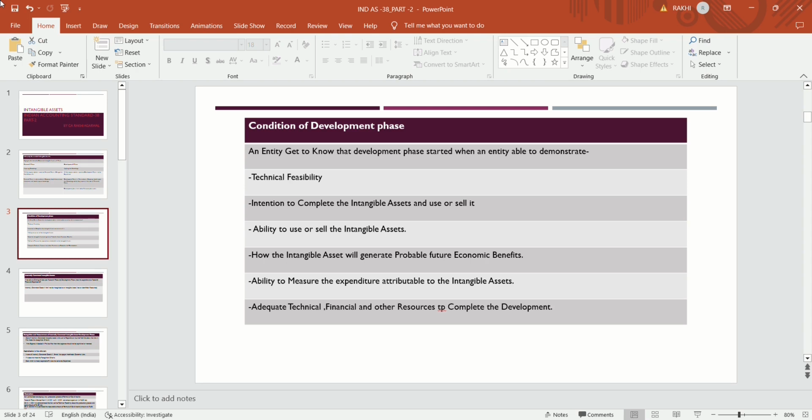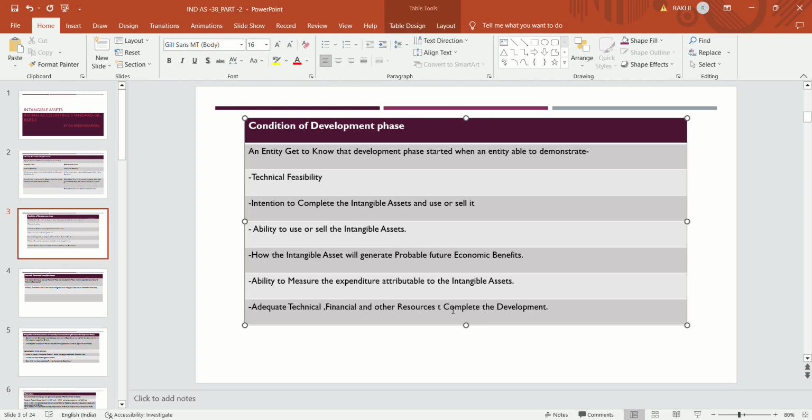In order to capitalize this expense, the conditions of the development phase are to be fulfilled. The first condition is technical feasibility, the second condition is the intention to complete the intangible asset and use or sell it, the third condition is the ability to use or sell the intangible asset. They have the ability to generate future economic benefit, and the future economic benefit from that intangible asset is probable. If the probability is there that they will generate future economic benefit, then that expense is to be capitalized. Then there is the ability to measure the expenditure attributable to the intangible asset, and to allocate technical, financial and other resources to complete the development phase. So these are the conditions.